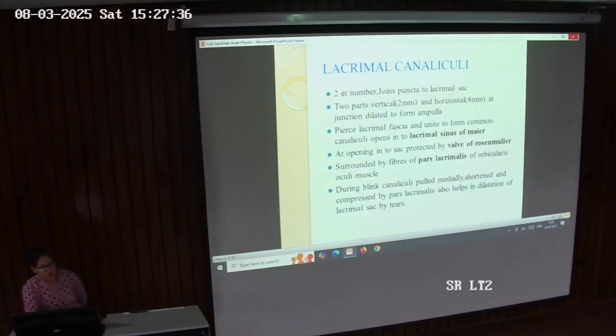There are two canaliculi that join the puncta to the lacrimal sac. There are two parts of canaliculi. One is vertical and the second one is horizontal. Vertical part is 2 mm long and horizontal part is 8 mm long. At the junction it is dilated to form the ampulla. Lacrimal canaliculi pierce the lacrimal fascia and unite to form the common canaliculus, which opens into the sinus of Maier. The opening into the sac is protected by the valve of Rosenmuller, which is surrounded by the fibers of pars lacrimalis, which is a part of the orbicularis oculi muscle. During blink, canaliculi are pulled medially, shortened and compressed by pars lacrimalis, which helps in dilation of the lacrimal sac by tear.